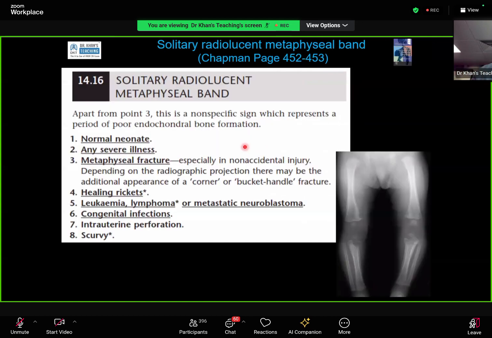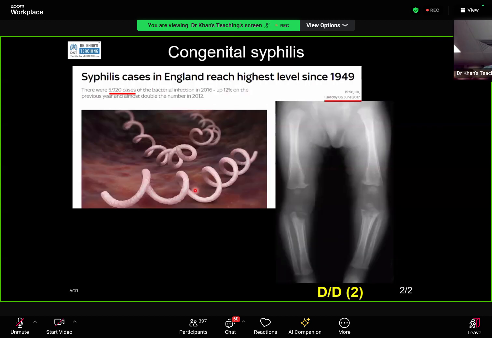There is another differential diagnosis, which is radiolucent band, which can be a metaphyseal band, and congenital infection is one of them. This case is a case of congenital syphilis, and it's a pathognomonic finding. Pathognomonic is the word. It's classical. There can be no differential diagnosis. Why can there be no differential diagnosis? If you see here, there are bilateral erosions of the upper tibial metaphysis. Bilateral erosions are pathognomonic for congenital syphilis.